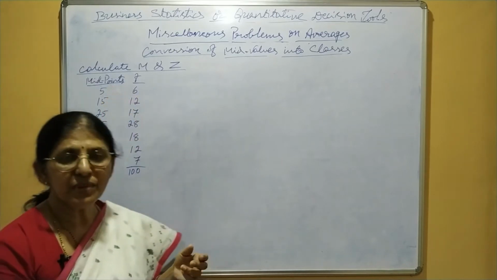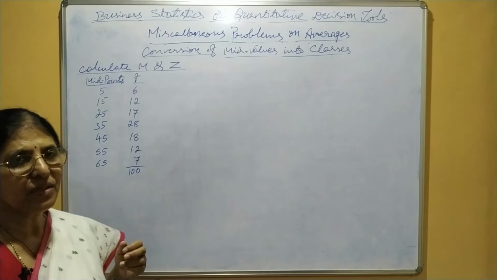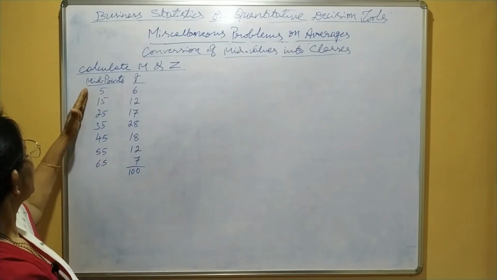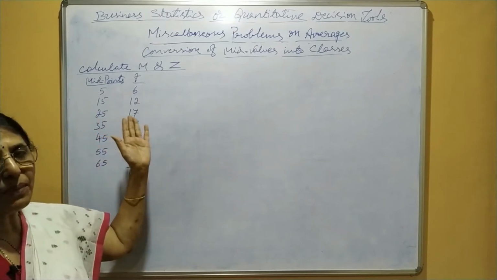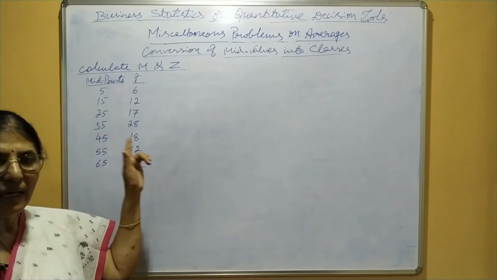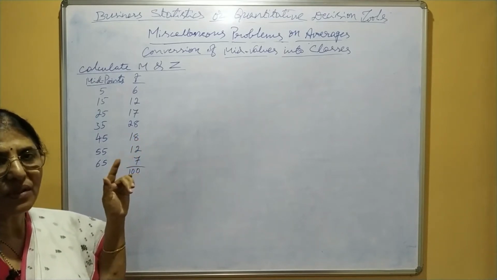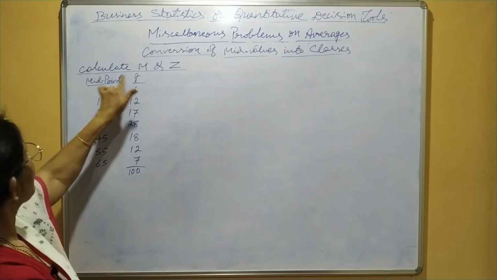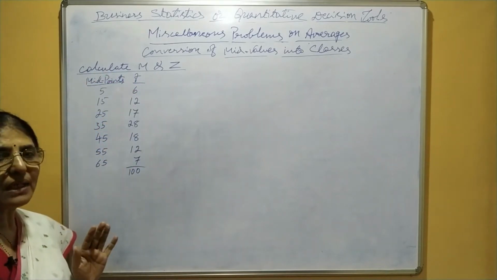When do you come across mid values? That is in the case of a continuous series. Here, when midpoints are given, we have to convert those midpoints into classes. Even that I have taught under the topic classification. Now here it is given: calculate median and mode for the following data.